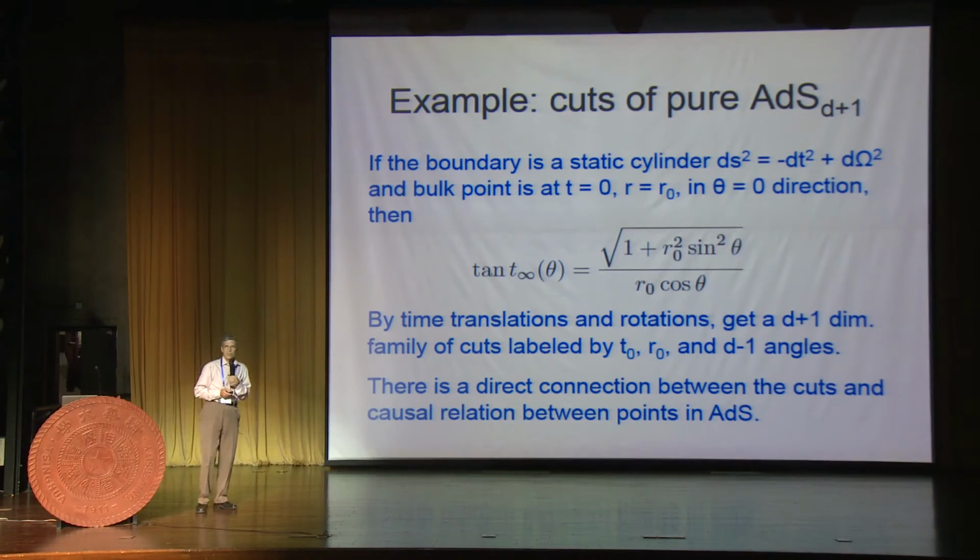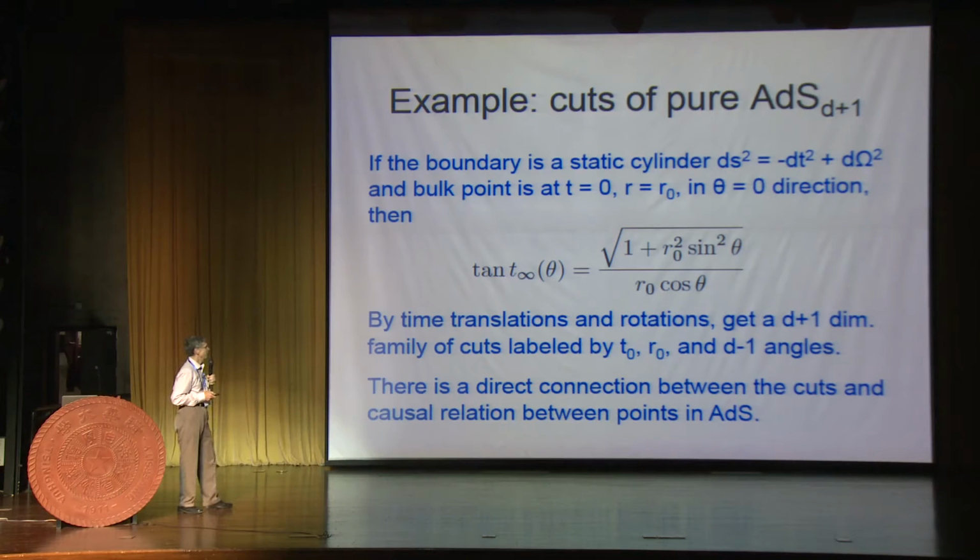Okay, so here's an example. The simplest example are the cuts of pure anti-de Sitter space. You can find these either by explicitly solving the null geodesics or by just symmetry. I'll work in a conformal frame where the boundary is the standard static cylinder. Then you can easily see that if your bulk point is at t equal to 0, r at some r naught in global coordinates, and we'll define the direction that your point is displaced as theta equal to 0, then the cut is given by this formula.